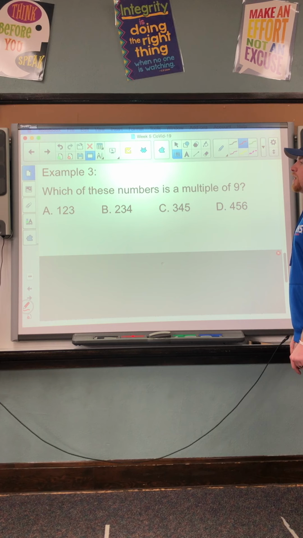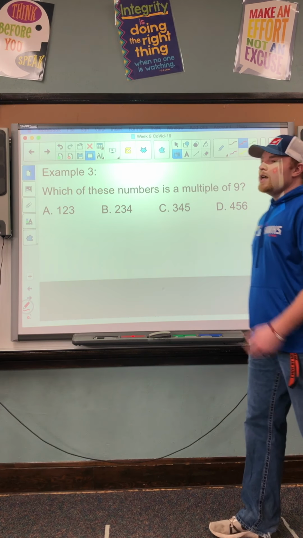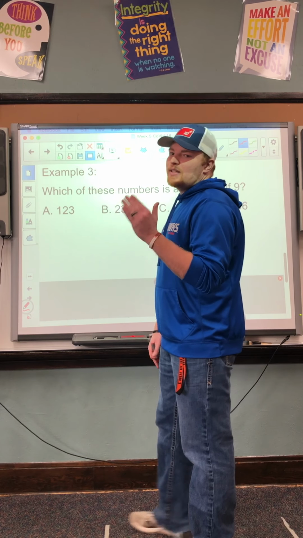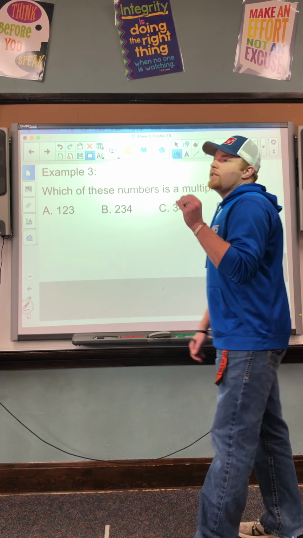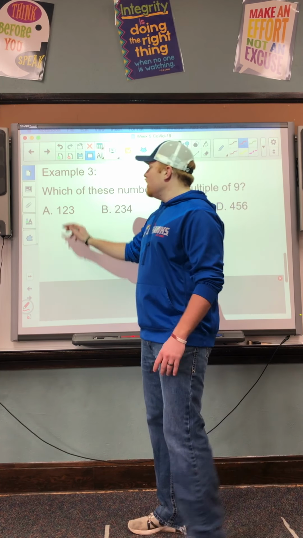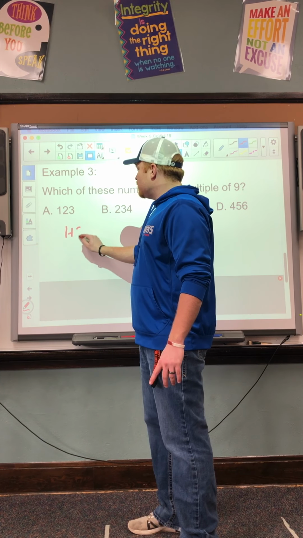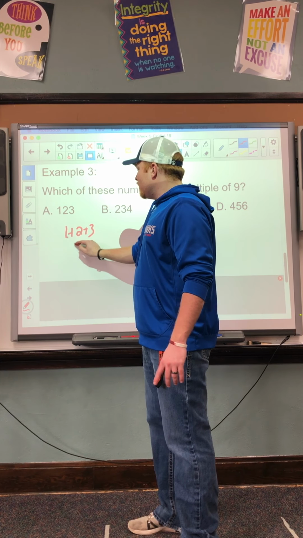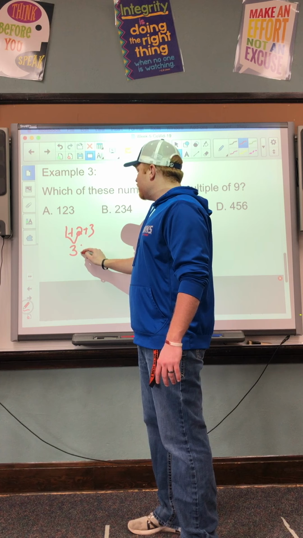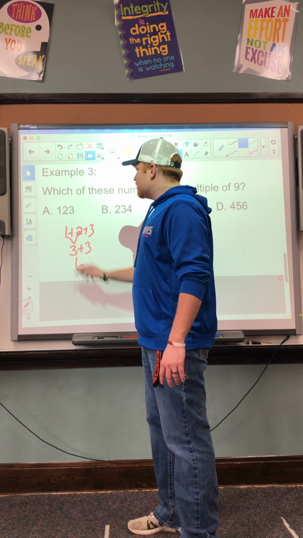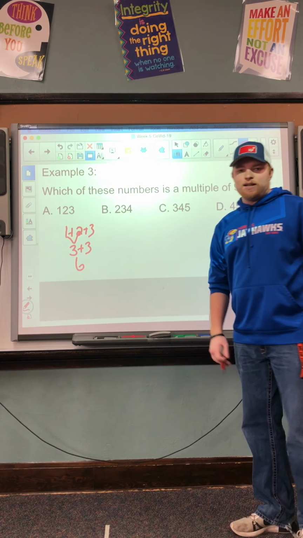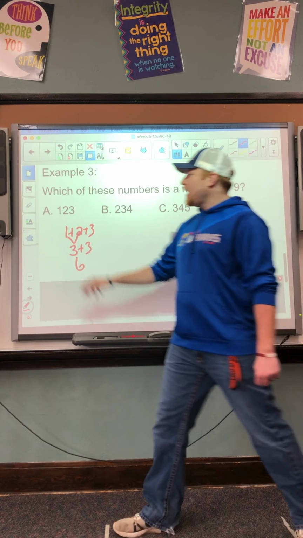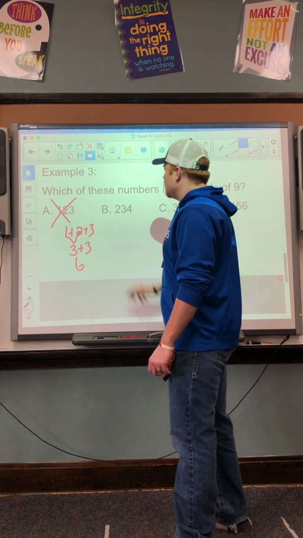Okay, so example 3. Which of these numbers is a multiple of 9? So first thing we do, let's add up the digits to see if the sum is divisible by 9. So 1, 2, and 3. So 1 plus 2 plus 3. 1 plus 2 is 3, plus 3 is 6. Can 9 go into 6 evenly? It can't, so that's out of the question.